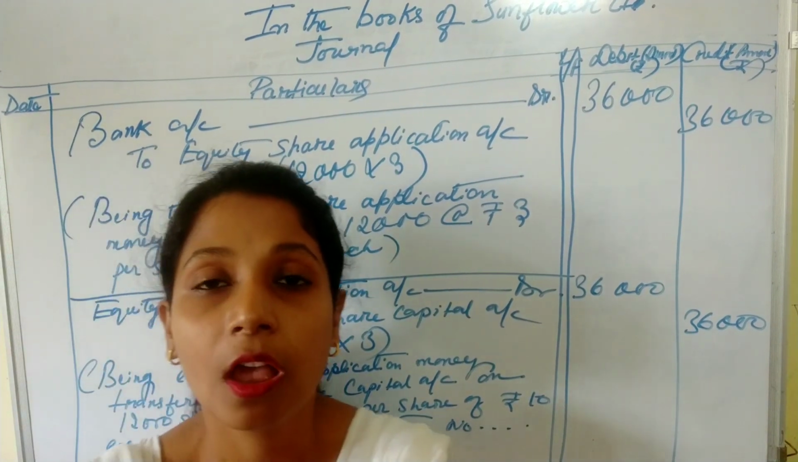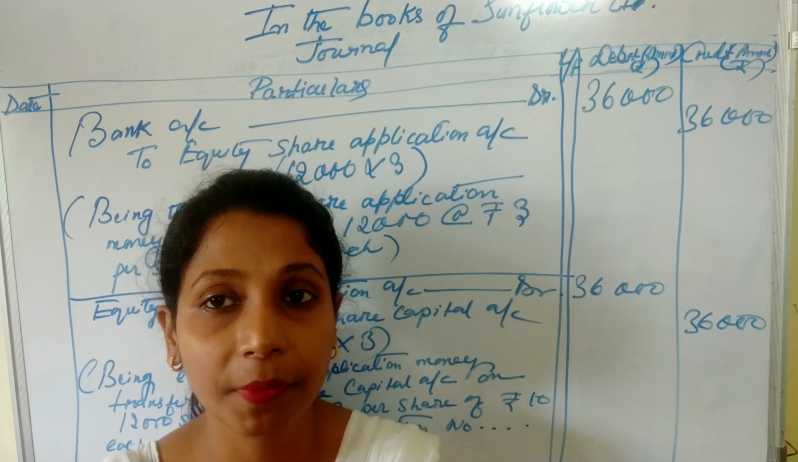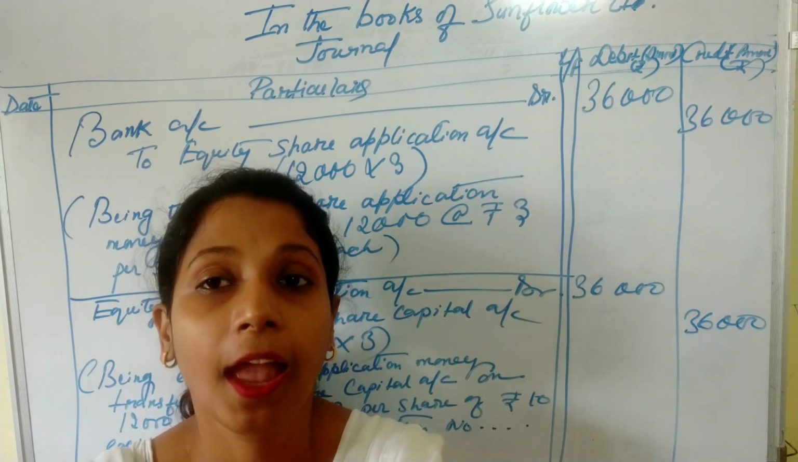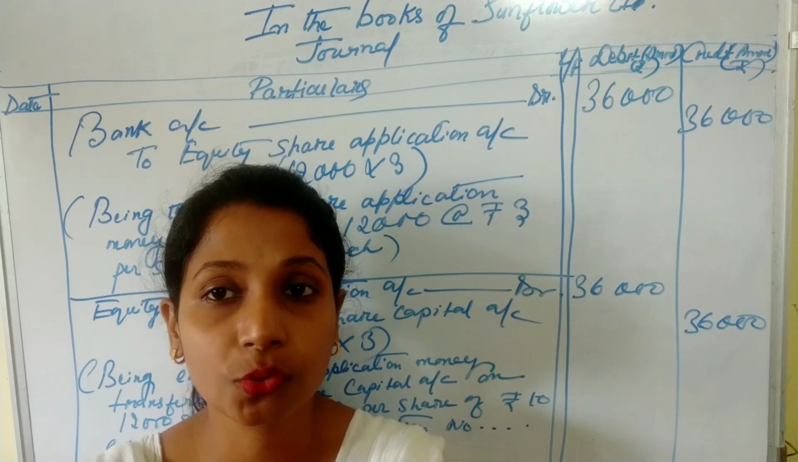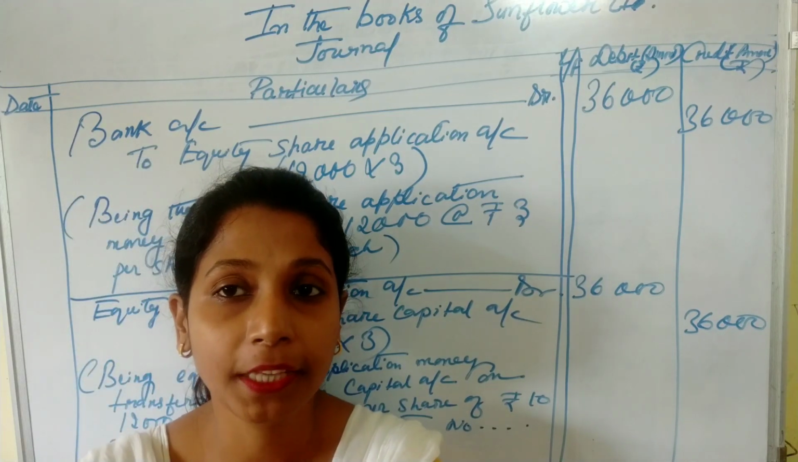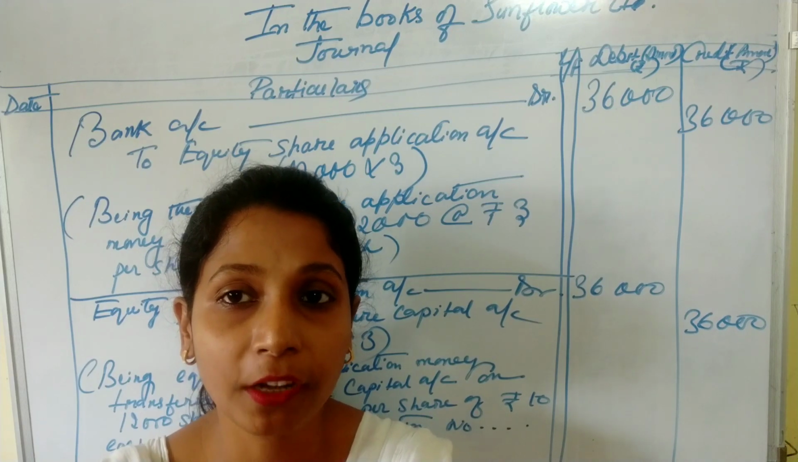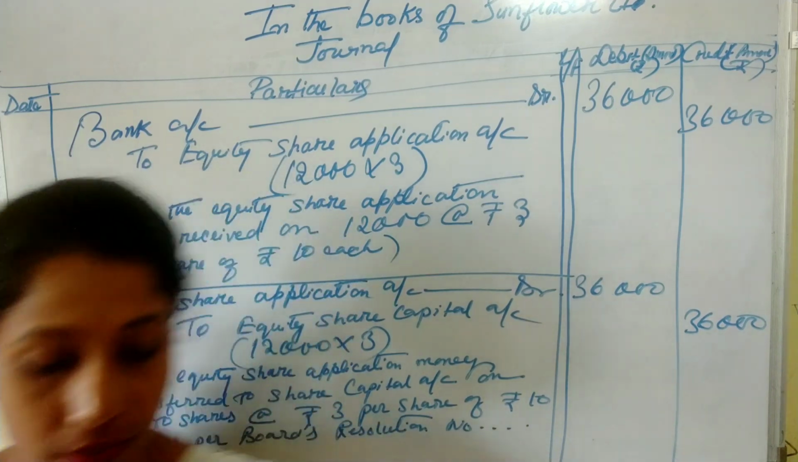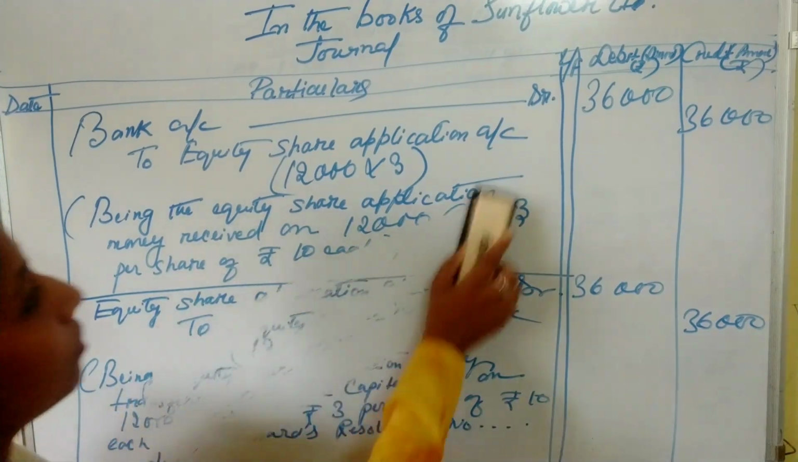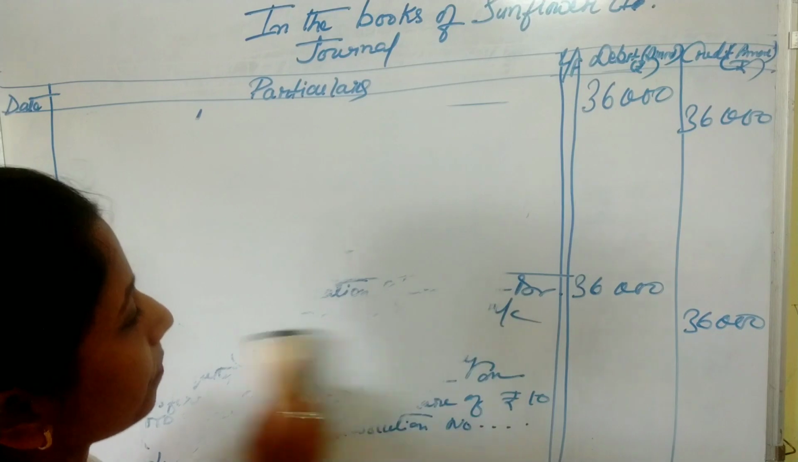These first two entries are for application. First of all, the company has received the application money and then it is transferred to the capital account. So clear? Next the company will make a call for the allotment, that is, we will give the due entry for allotment.